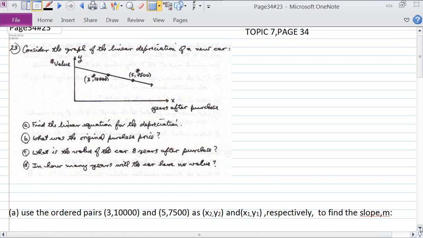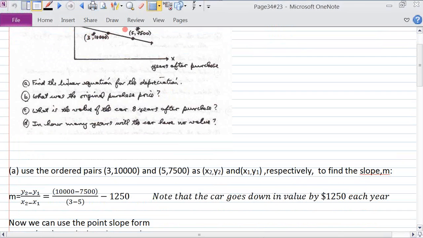So as I said to you, these 2 points represent ordered pairs. So this one would be, let's say, x2, y2, and this would be x1, y1, and we've said that here. (3, 10,000) is x2, y2, and (5, 7,500) is x1, y1. Don't forget, X is your years and Y is your dollar value. And that corresponds to the graph here, the Y-axis here and the X-axis here.